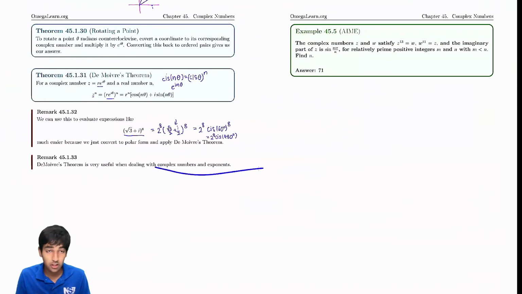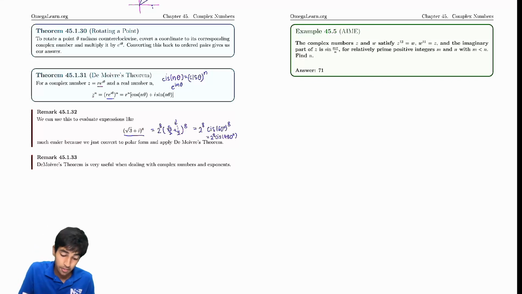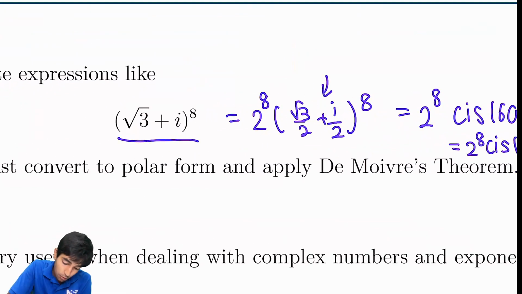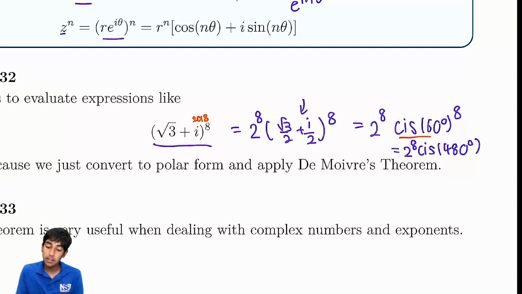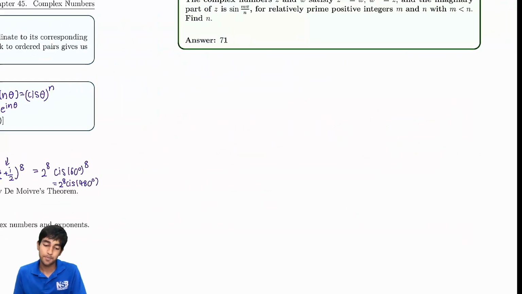When you have exponents, large exponents especially, the same thing can be true. We could make this root 3 plus i to the power of 2018, and the problem wouldn't be that much harder. Of course, we would have a 2 to the 2018 term, but evaluating this term doesn't really get harder as it gets bigger. Imagine doing that manually. Root 3 plus i times root 3 plus i, and then root 3 plus i again. That seems very, very tedious.